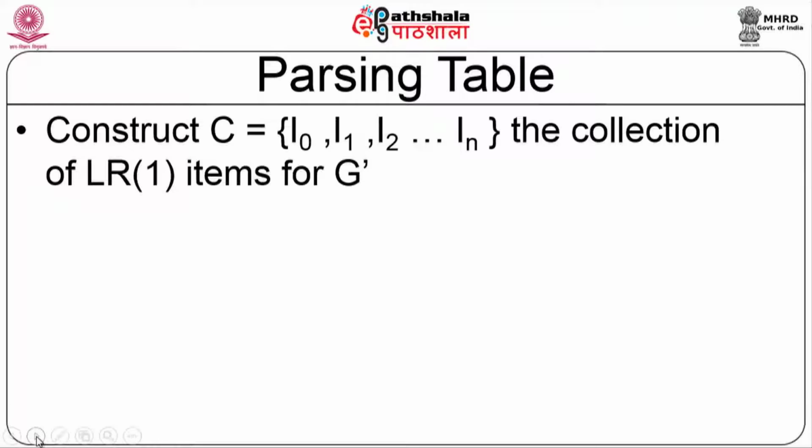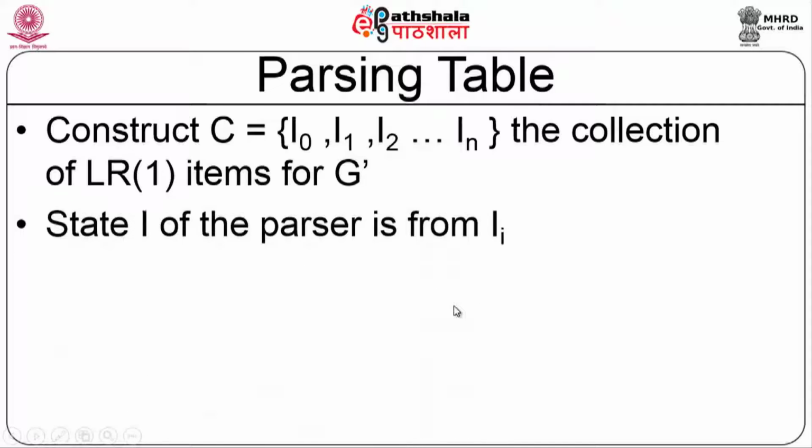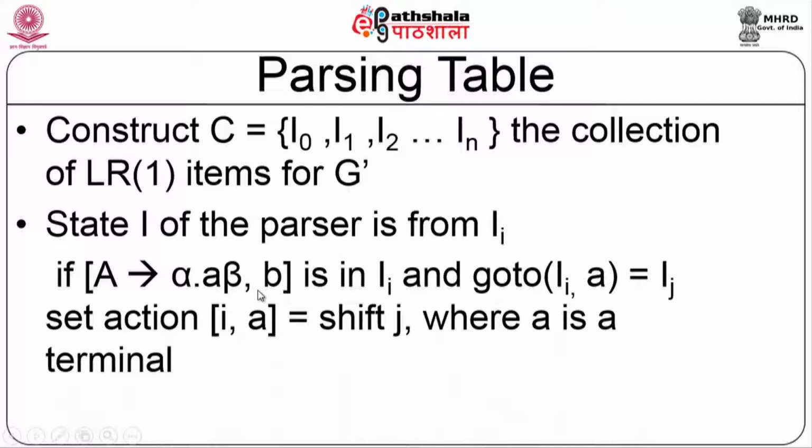The parsing table will again be similar to the SLR parsing table, where the rows correspond to the item numbers and the columns correspond to the terminals and the non-terminals, where I group the terminals as action and the non-terminals as go to. So I construct the item set LR(1) items I0 to In, and state i of the parser is from Ii. If A produces alpha dot a beta comma b is in Ii and go to of Ii comma a is equal to Ij, then you have the action i comma a is equal to shift j.